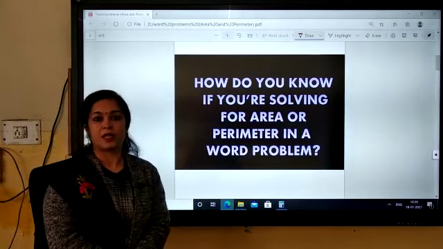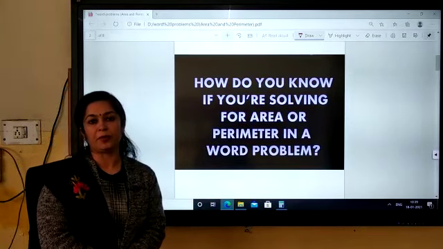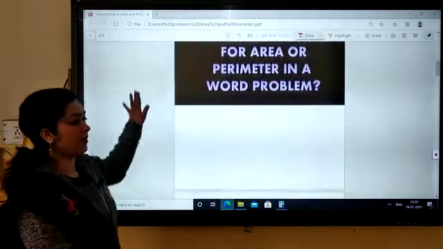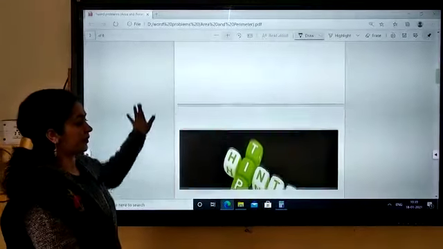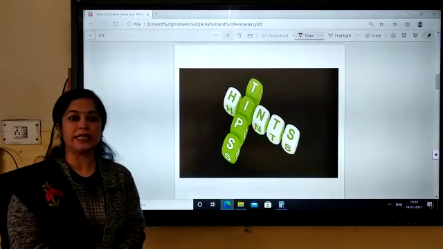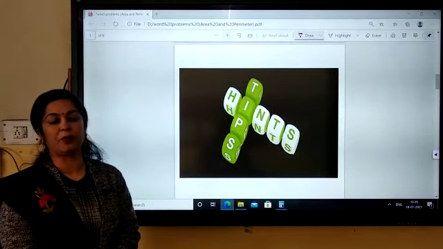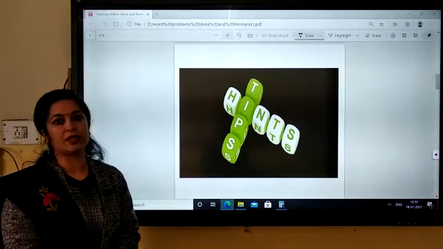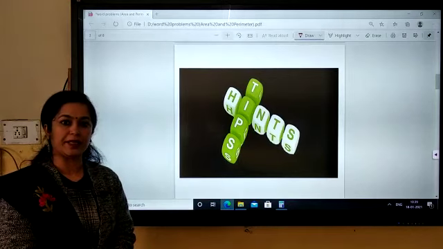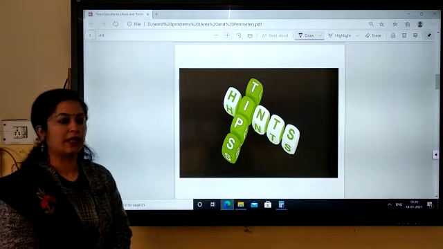For this, try to read the given word problem at least twice and then try to find out some hints. I'll provide you some hints. If you see these hints in the given word problem, then accordingly you will decide what to do, whether you have to find out perimeter or whether you have to find out area.